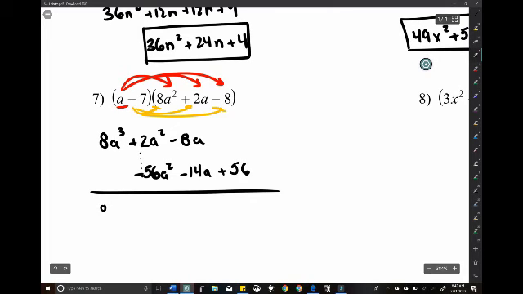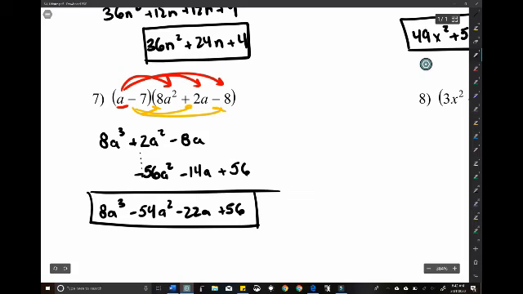Add down the columns, so 8a to the third. Negative 56 plus 2 is negative 54a squared. Then negative 14 minus 8 is negative 22, and then plus 56 leaves you with that result. Double check, I went through very quickly, so 8a to the third, 2a minus, okay, 56, and I think we're all right.